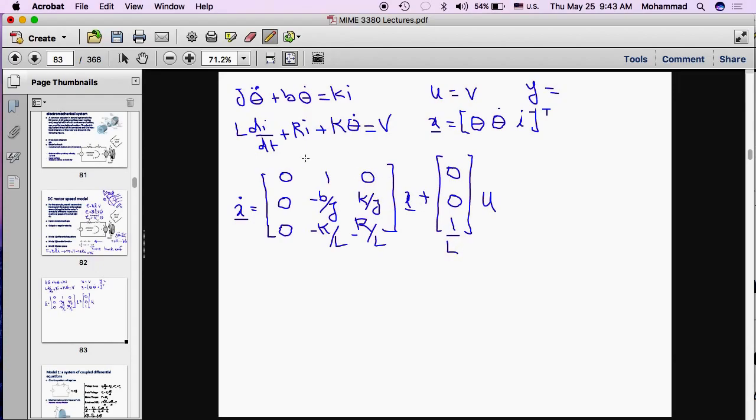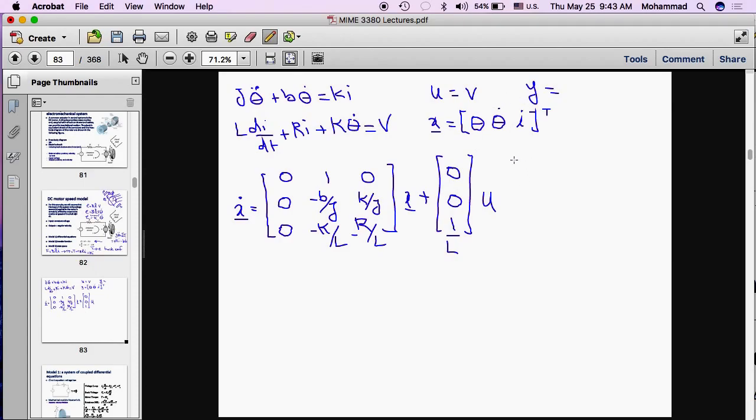If you rewrite this equation to single out I dot, you have to divide everything by L. And that's what the third element of x dot is. The third element of x is I, so the third element of x dot is I dot, di over dt. So we are trying to find di over dt from the second differential equation.